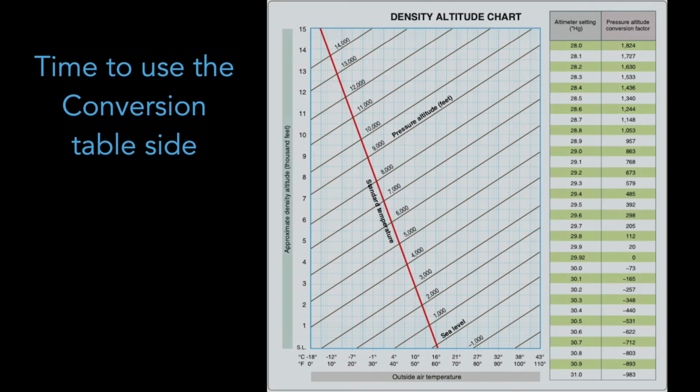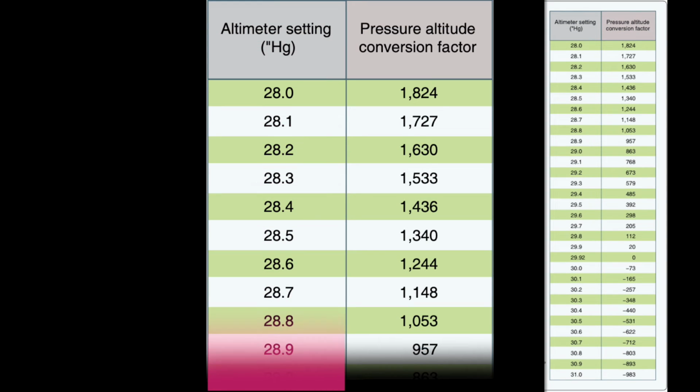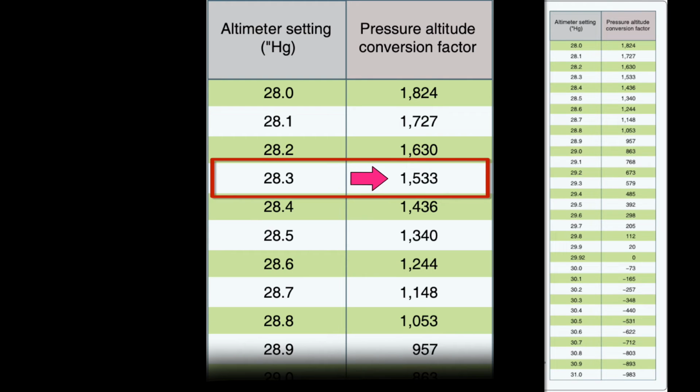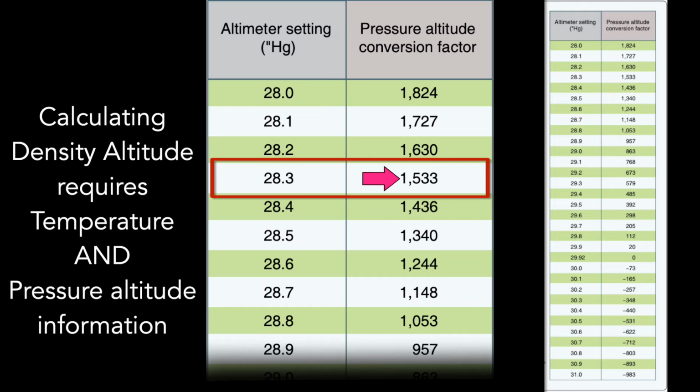Now let's change the routine a little bit and practice using this conversion table included with the figure. As we can see, this table lists altimeter settings and their corresponding conversion factors to get pressure altitude, simply based on the given altimeter setting and height. All there is to do with this table is, if we know our altimeter setting, we would refer to the right-hand column to either add or subtract the matching conversion factor number to our given height. Doing this will provide us with a pressure altitude. Remember, we cannot calculate for density altitude if we do not have both temperature and pressure altitude information.